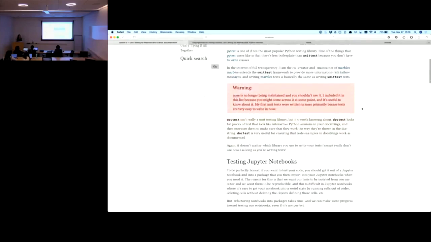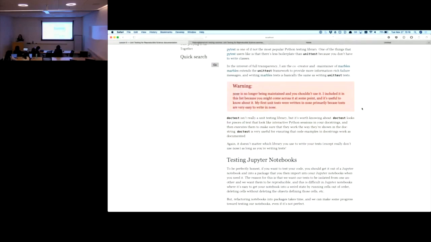This last one is not a unit testing library per se, but it is in the Python testing family of libraries, and it's a really cool library called DocTest. This is also built into the Python standard library. I'm not sure if it was always part of the standard library, but it is now.